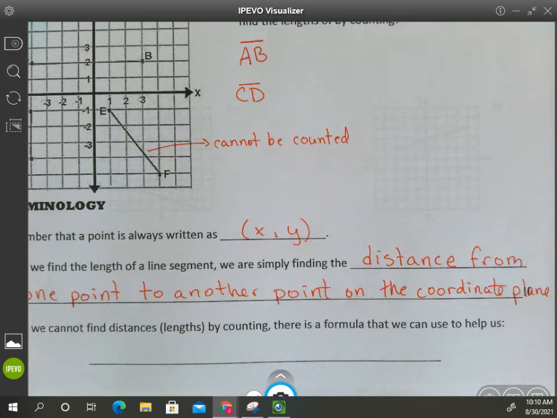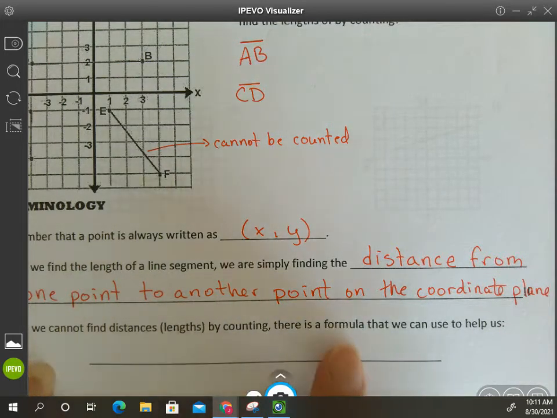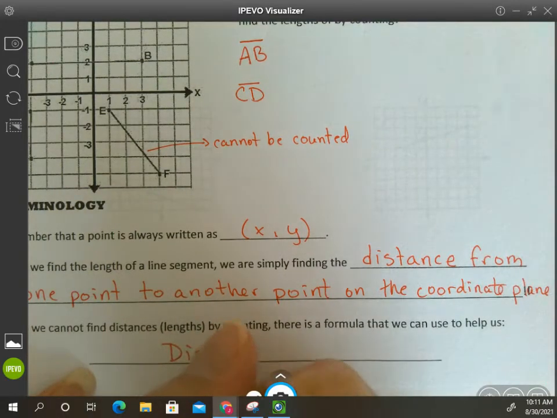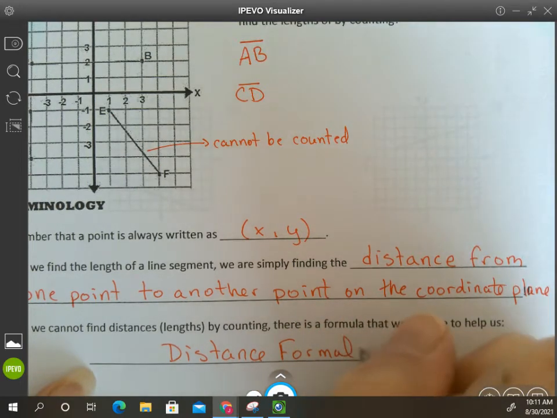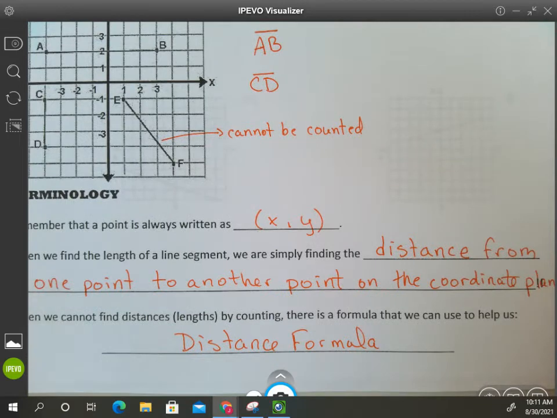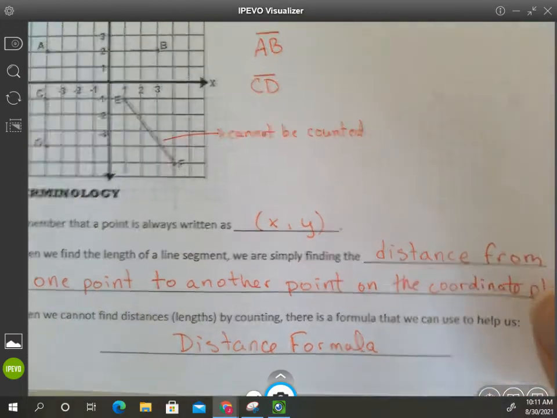Okay, once you have that, we have one more part to fill in here. All right, so if we need to use this, if we can't find the distance by counting, then there's a formula, and it is called the distance formula, and we're going to add that to the back of our paper. And that's what we're going to make a note card on. So the distance formula. All right, so whenever you're ready, flip it over and we will fill in the information we need.